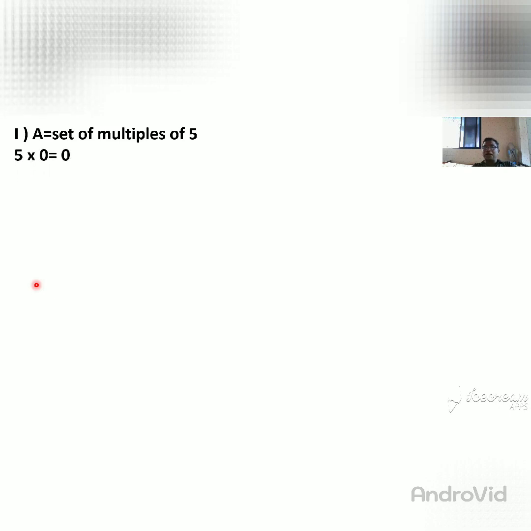First, 5 is multiplied by 0. You all know very well, if a number is multiplied by 0, the answer is 0. So 5 into 0 is equal to 0. Then the next number after 0 is 1. So 5 into 1, what do you get? 5 into 1 you get 5.